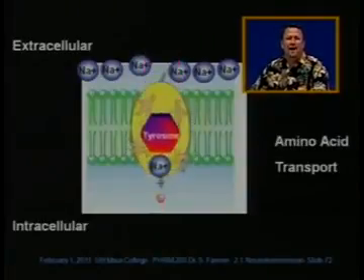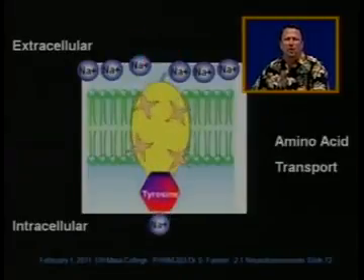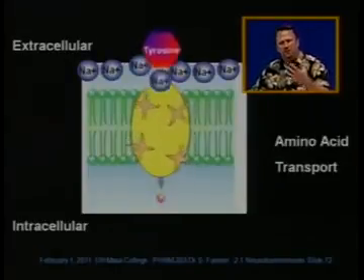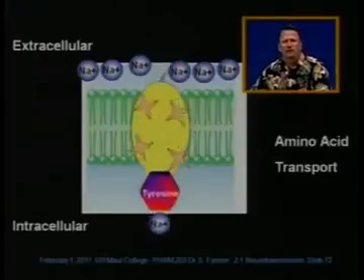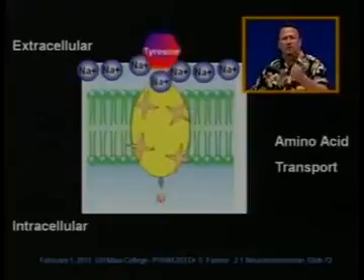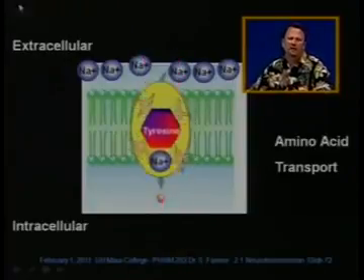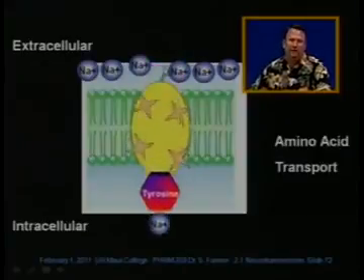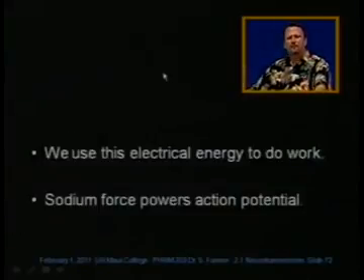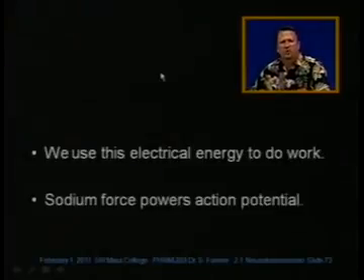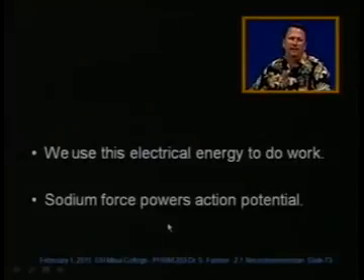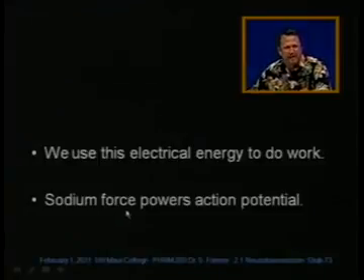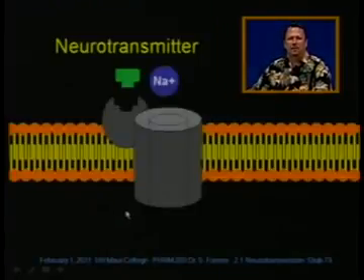Well, the amino acid tyrosine that we're going to use to make the catecholamines, that's an amino acid that has to be transported into the cell using the sodium force. So that sodium force provides the energy to get things like amino acids, especially tyrosine, into the cell. We can use that electrical energy to do work like powering action potentials. That electrical signal that goes down the axon is powered by the sodium force that's created by the sodium-potassium pumps.